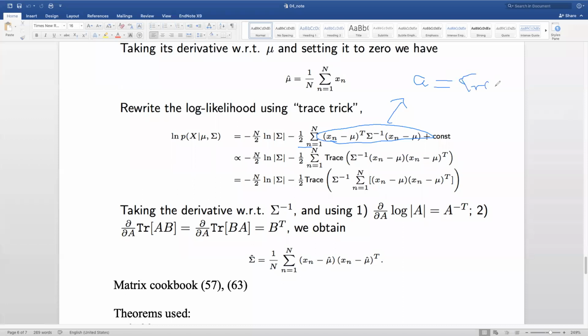Okay. So that means we can freely add a trace outside, and then we can move things around. Right, we can move this thing to this side. So this is the trace trick. I hope you can see. This is a scalar, so adding a trace is free, and then we move this thing to the front.